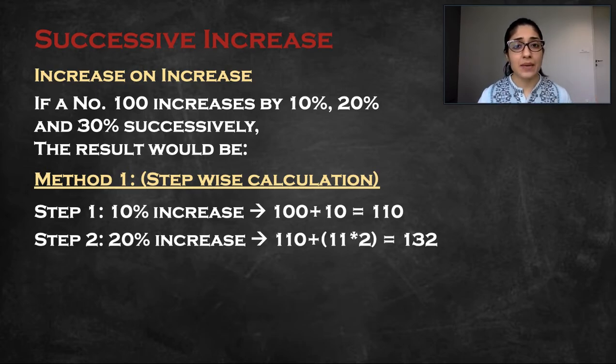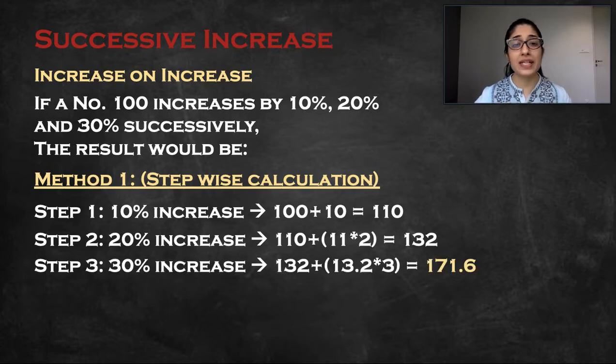In the next step, I am going to further increase 110 by 20%, which gives me my result as 132. And in step 3, similarly, I will increase 132 by 30%, which gives me my answer as 171.6.